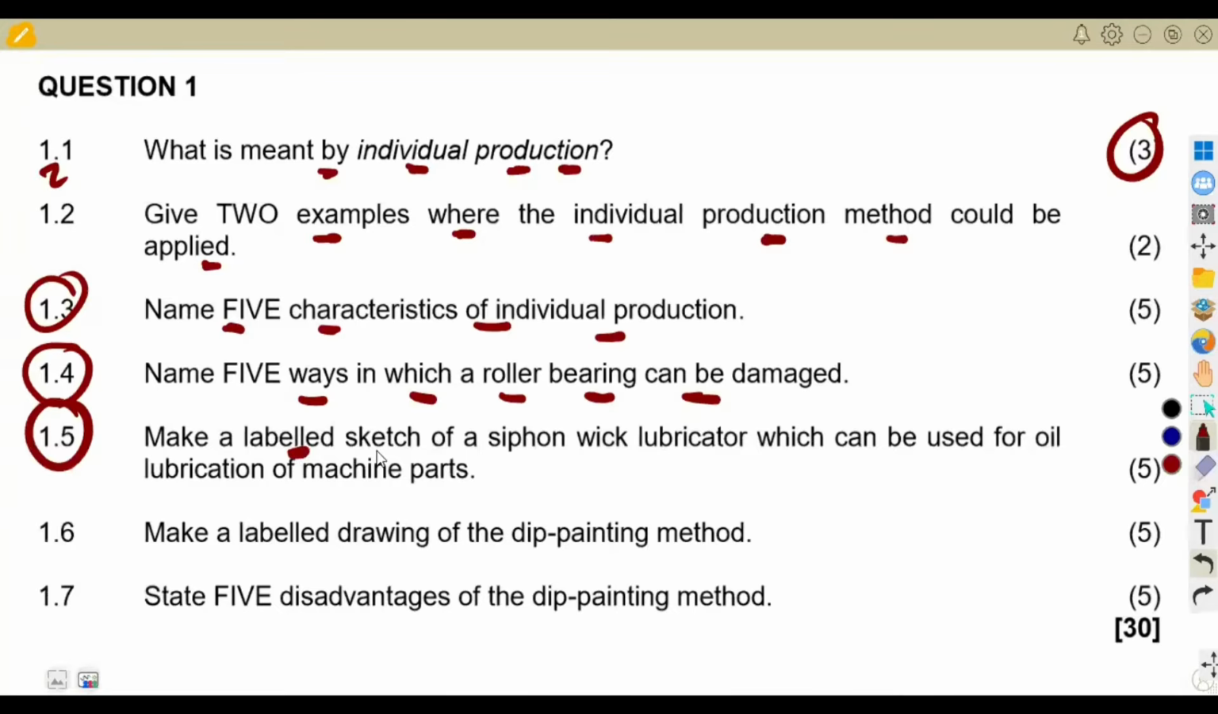And 1.5, make a labeled sketch of a siphon wick lubricator, which can be used for oil lubrication of a machine part.